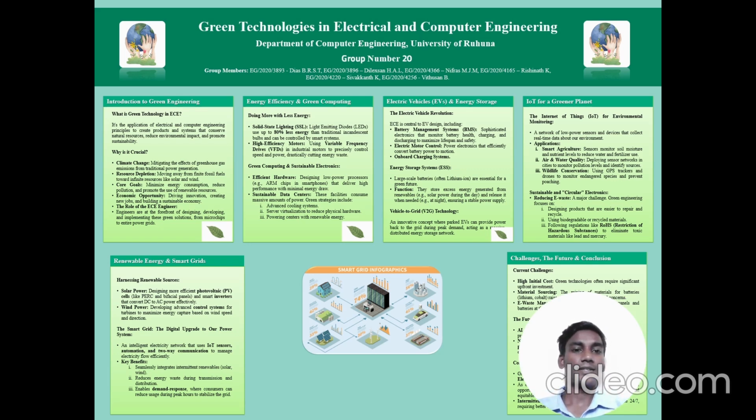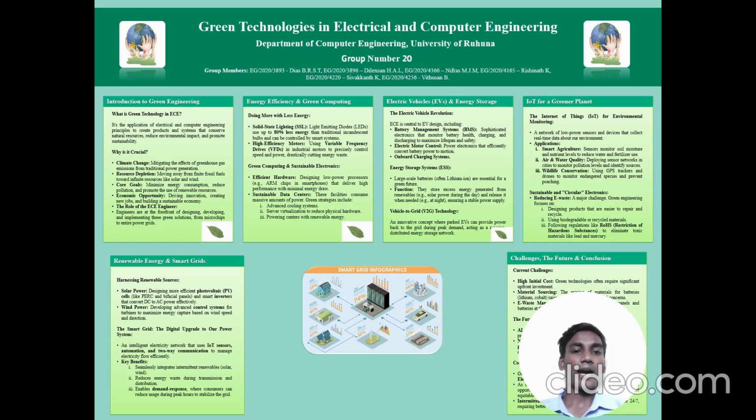This slide is about how technology is improving renewable energy and making our power system smarter. First, in solar power, engineers are designing better photovoltaic cells like PERC and bifacial panels, which capture more sunlight. Smart inverters then convert the energy from DC to AC efficiently.